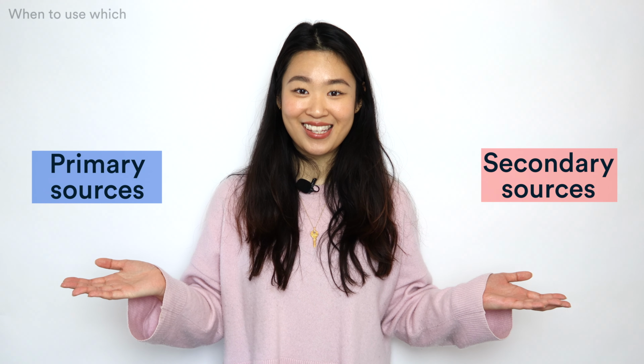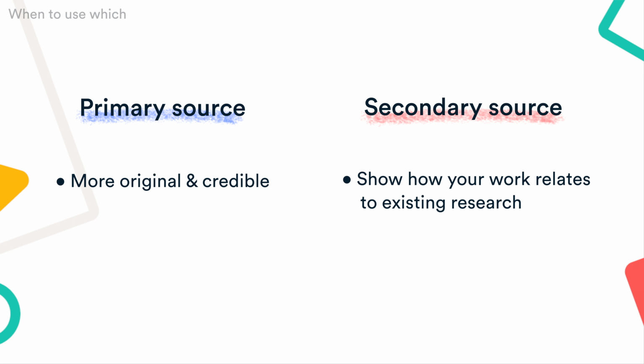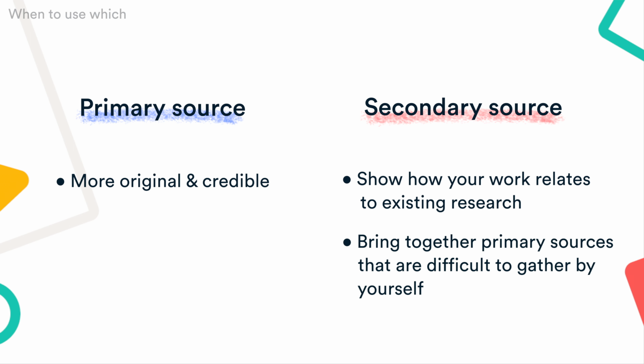Most papers should use both primary and secondary sources. They complement each other and help you build a convincing argument. Primary sources make your work more original and credible, while secondary sources show how your work relates to existing research. Secondary sources often bring together a large number of primary sources that would be difficult and time-consuming to gather by yourself, so they're important to help you gain a full understanding of your topic.